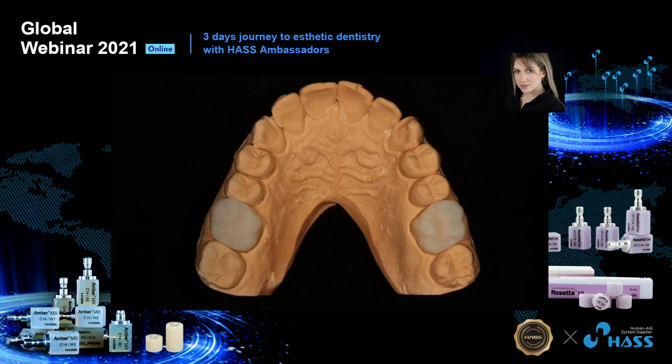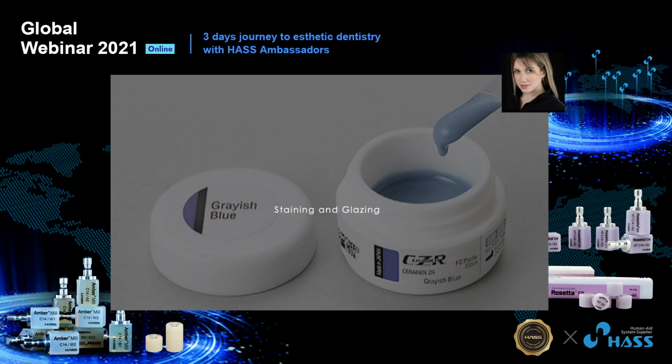Sandblasting, cutting the sprues, and finally this would be the result for any of those two techniques we followed. Either it was a milling or pressing. And after sandblasting and cleaning the restoration from any kind of impurities, we go on to the staining and glazing.